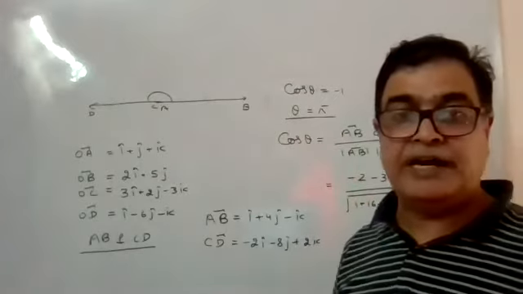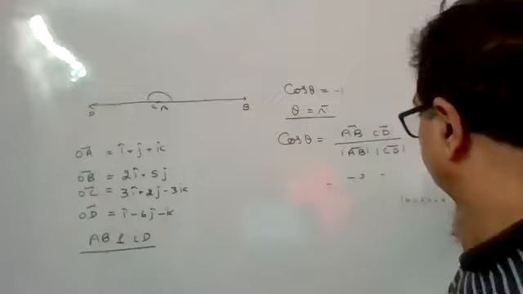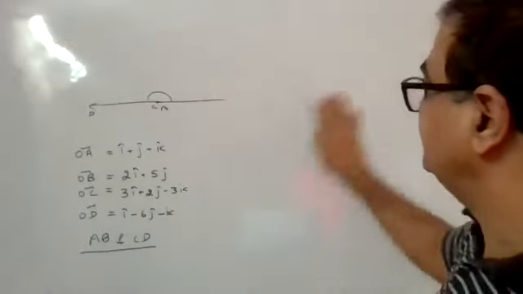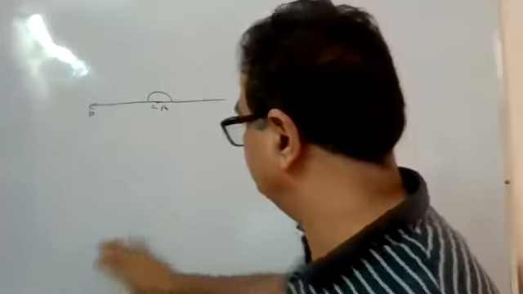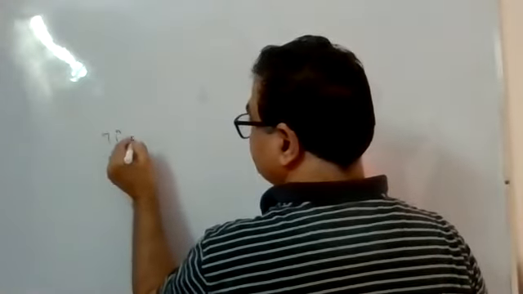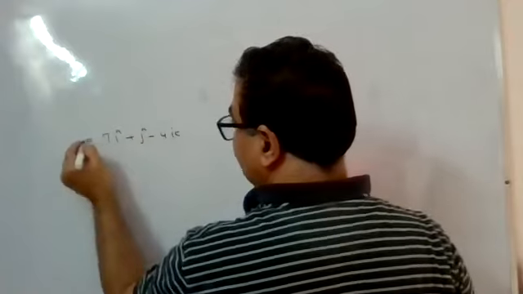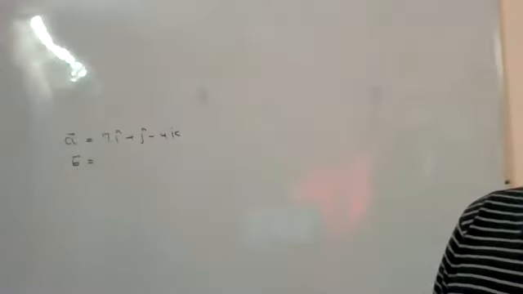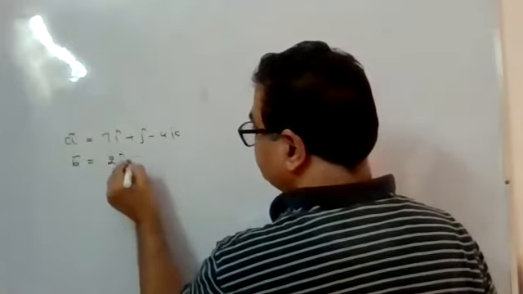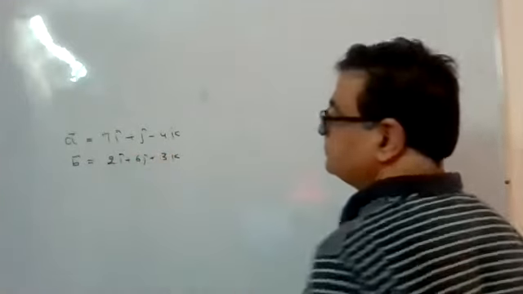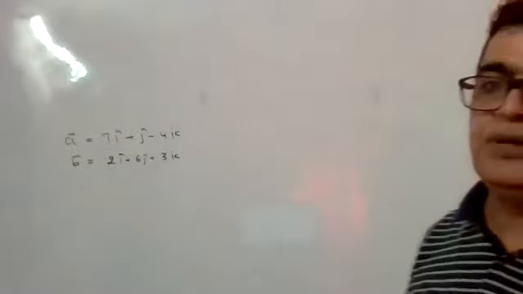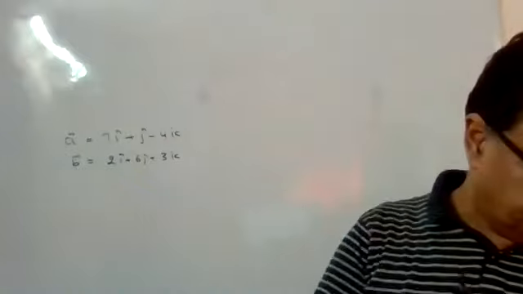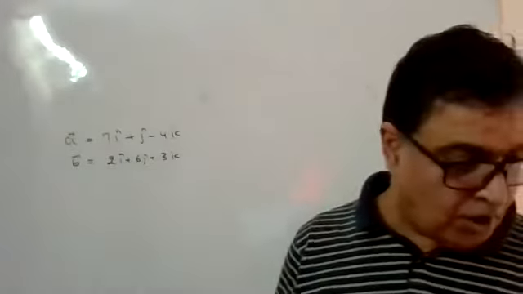Next question, please. Find the projection of vector 7i plus j minus 4k on 2i plus 6j plus 3k. I want the projection of A on B. Yes, please. How to calculate? Projection of A on B we are asking.